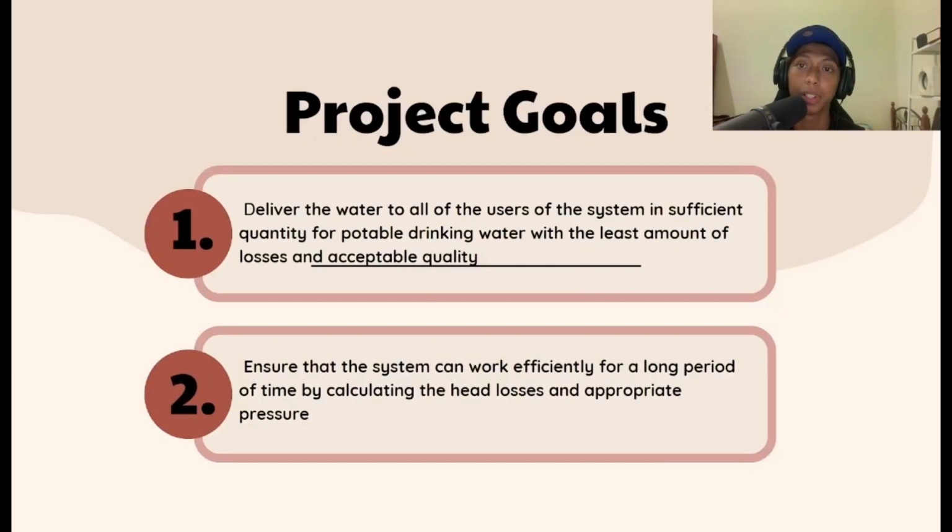Hi, Assalamualaikum. My name is Ahmad Nabi Kemal bin Ahmad Yunis. So today I'm going to present to you about our project goals. So there are two goals. The first one is to deliver the water to all of the users of the system in sufficient quantity for potable drinking water with the least amount of losses and acceptable quality. The second one is to ensure that the system can work efficiently for a long period of time by calculating the head losses and appropriate pressure.